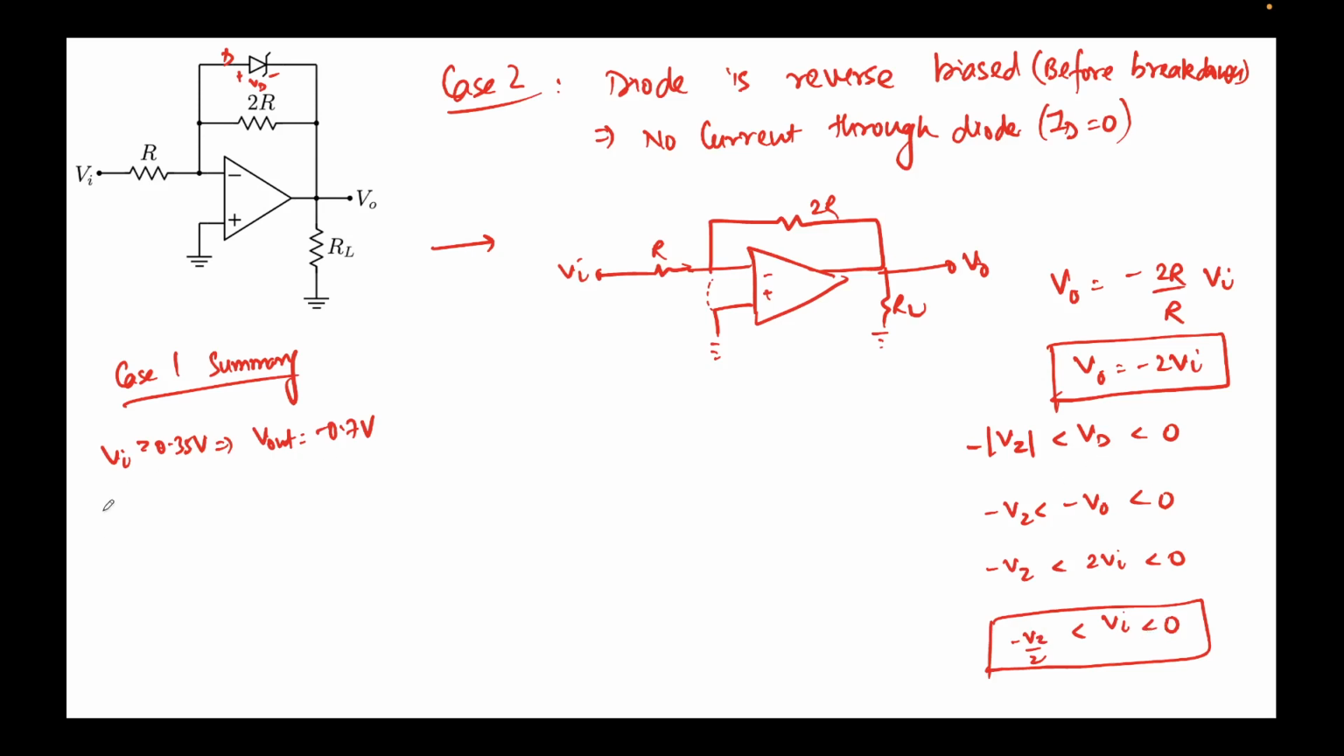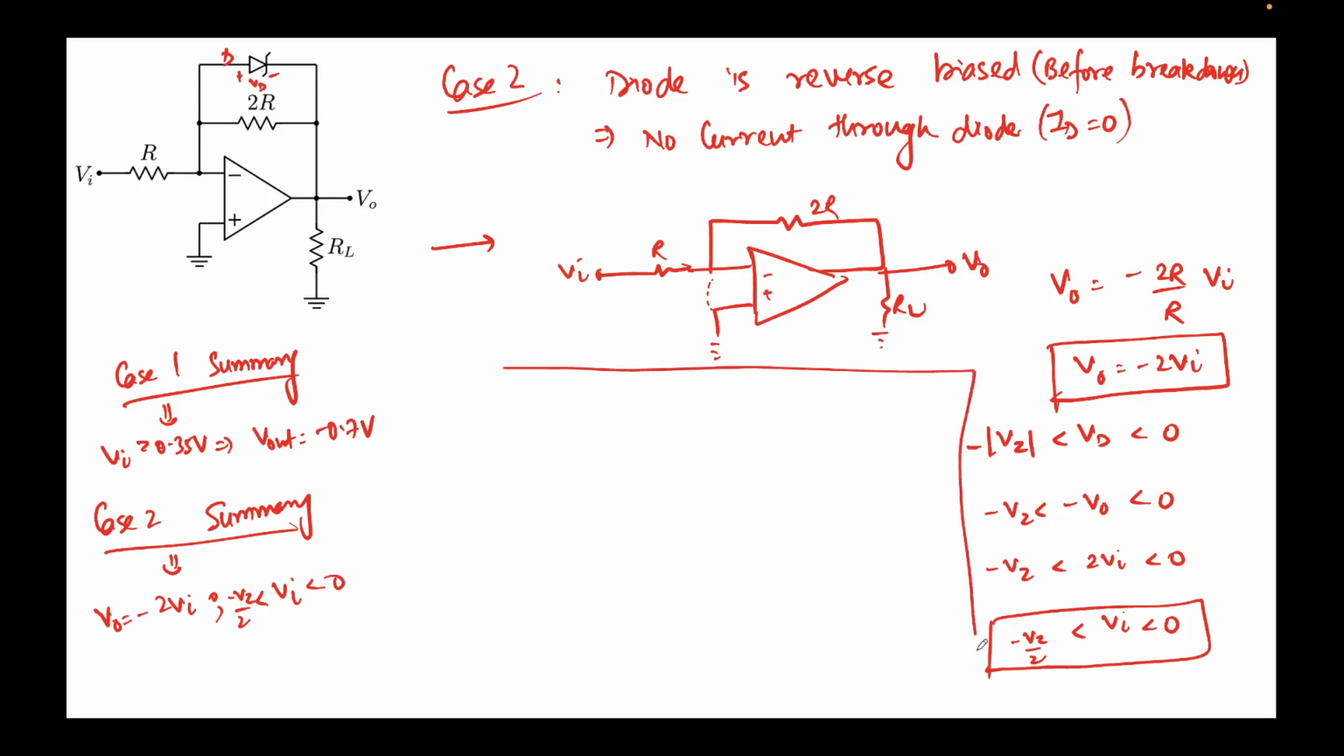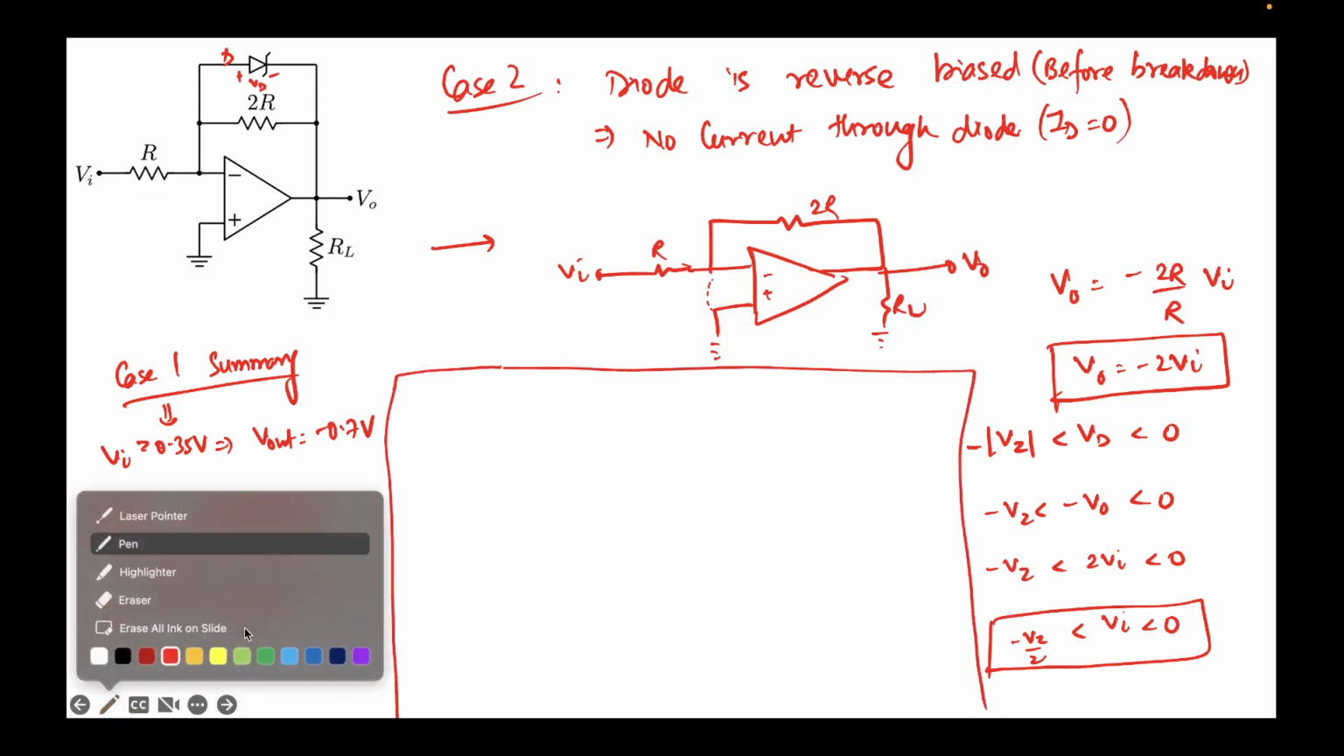Okay, so now I'll write case 2 summary here. Case 2 summary, what is it? This is case 1 summary. So case 2 summary, I got V0 equal to minus 2 VI for VI less than 0 but greater than minus VZ by 2. Now let's do case 3. I'll use a different color for this. Okay, so now let's do case 3. So what is case 3?